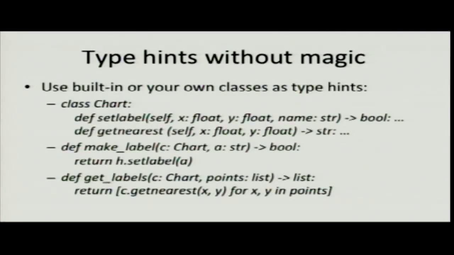So here is a little example class. It's kind of messy. There's a Chart class and it has a function set_label, and you can see that it's being annotated with some argument types. I don't give the function bodies. Now, there are also some plain functions. make_label and get_labels are not part of the class. They're plain functions. And I just include them to show that you can use a class as a type annotation in some other part of your code. I'm also showing here that you can use the built-in list type as the type. At the bottom, you have the argument points, which is a list, and the function get_labels returns a list. However, that is incomplete information.